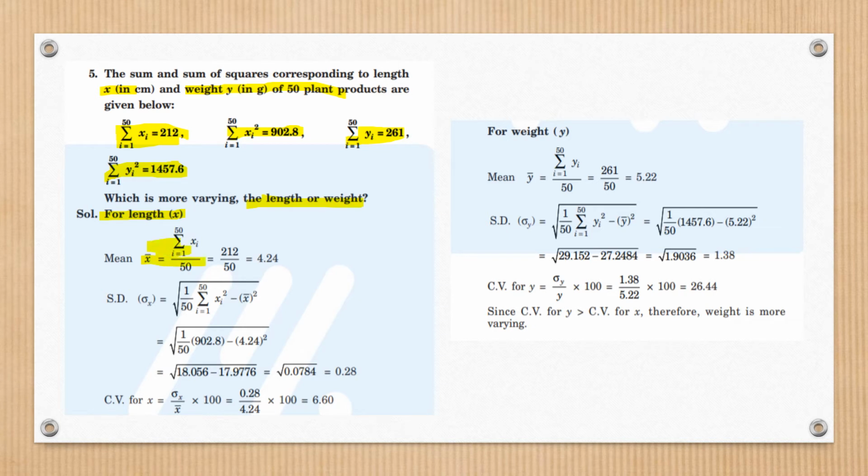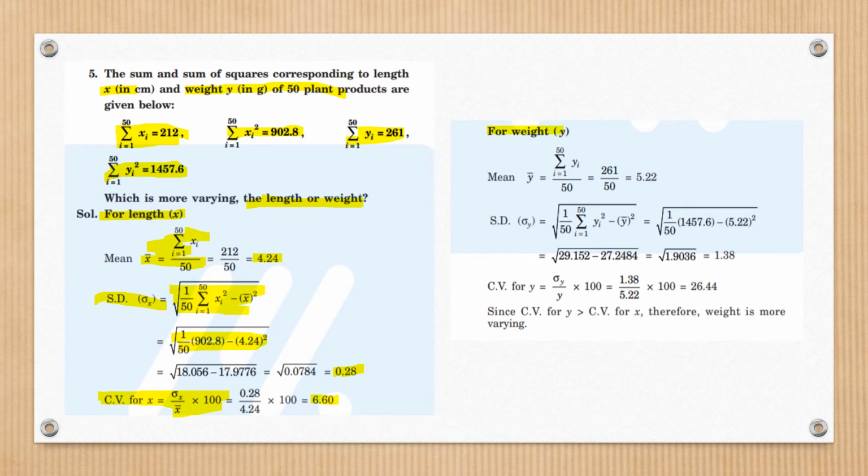So the mean x bar is simply summation xi divided by 50, which is 4.24. The sum is already done, and divided by 50 will give me my mean. And the standard deviation I'll calculate by the formula: root of 1 upon 50 times summation xi square minus x bar square. All the values are to be substituted directly from here, and you'll get it as 0.28. Now you can go for your coefficient of variation, because here the means are not the same. So sigma x upon x bar into 100 will give me 6.60.